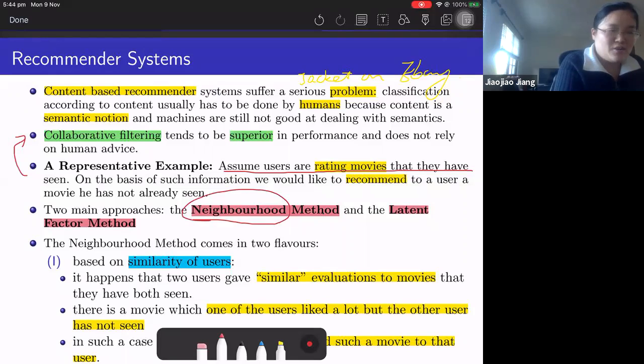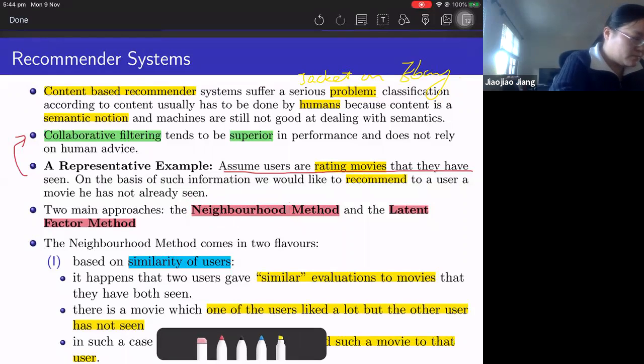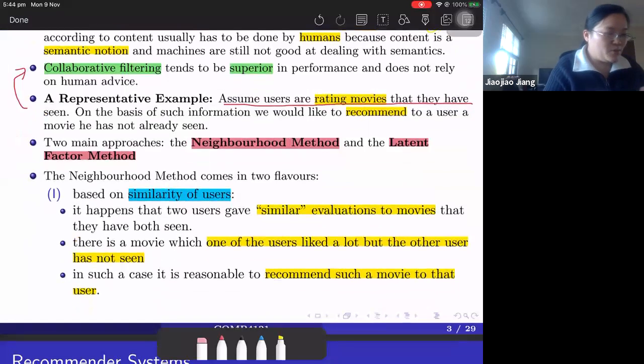Okay, it could be items or users. Now the neighborhood method comes in two flavors. The first is based on the similarity of users, which I highlighted here in blue. Let's take a look at the similarity of users.